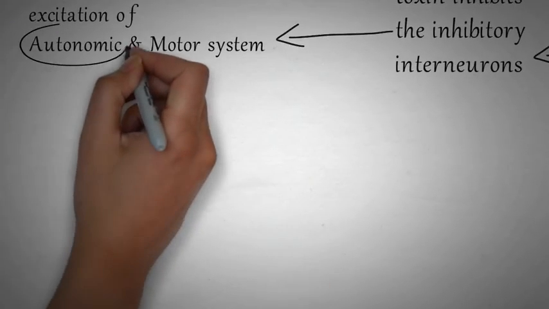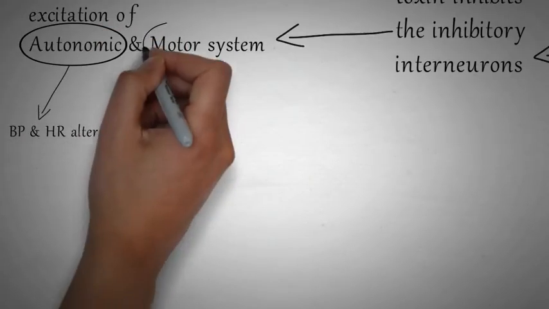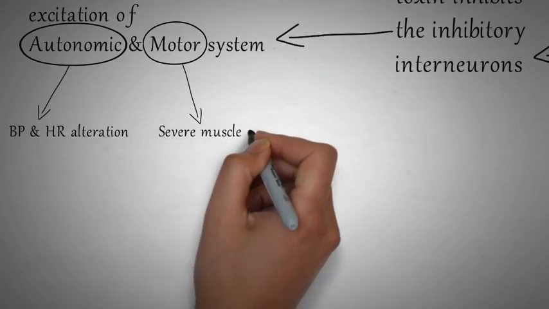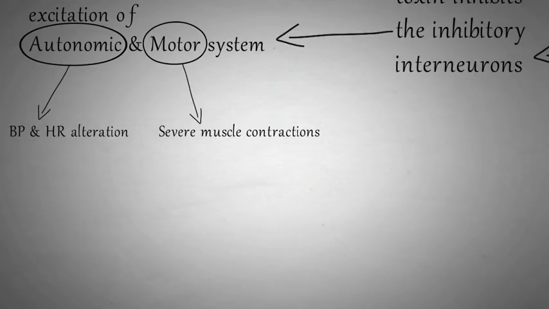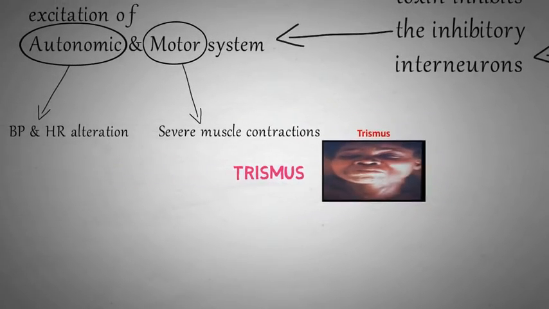The excitation of the autonomic nerves leads to blood pressure and heart rate alterations, while the excitation of the motor neurons leads to several severe muscle contractions all over the body. These muscle contractions are known by different names according to the muscles they affect. When the muscle contractions occur in the muscles of mastication, it is called trismus. Like this. It is also known as lockjaw, as the patient is unable to open his or her mouth.